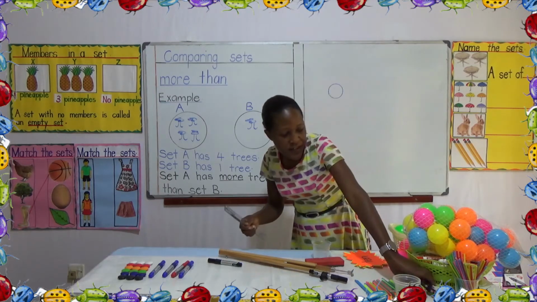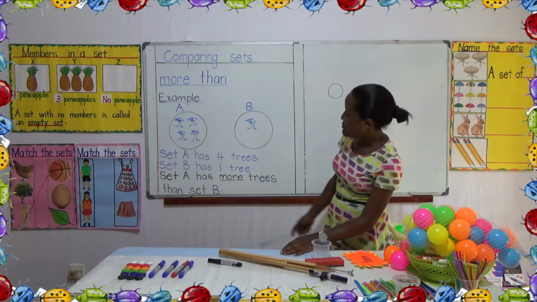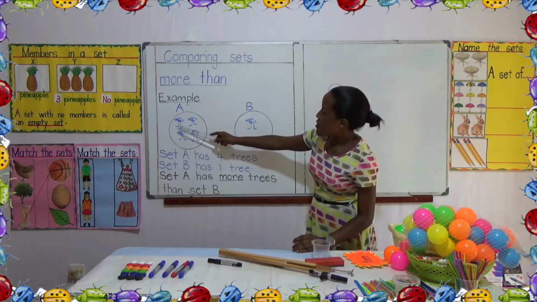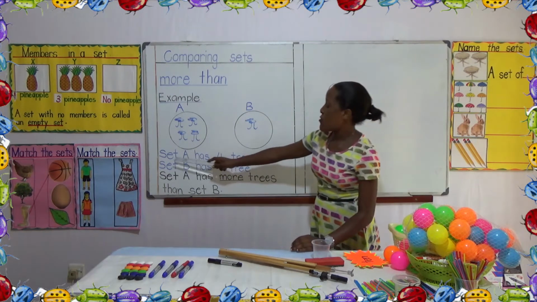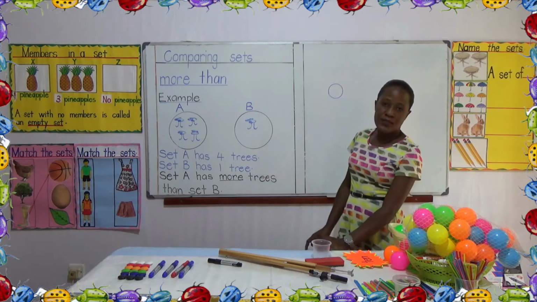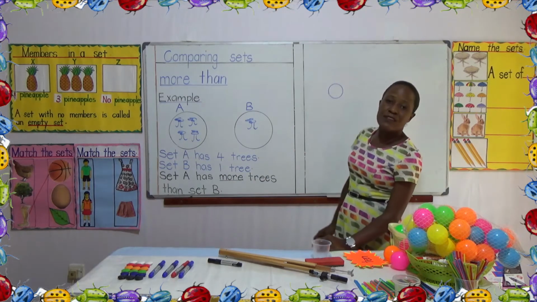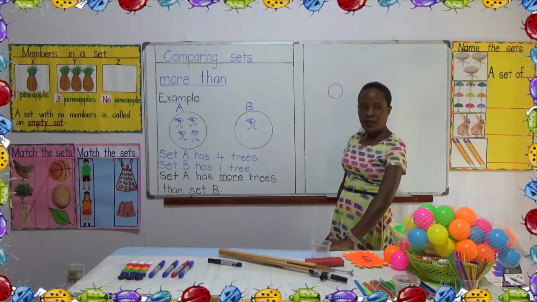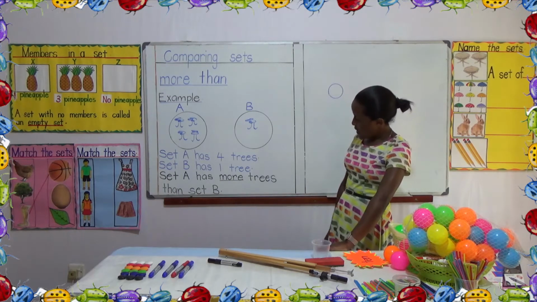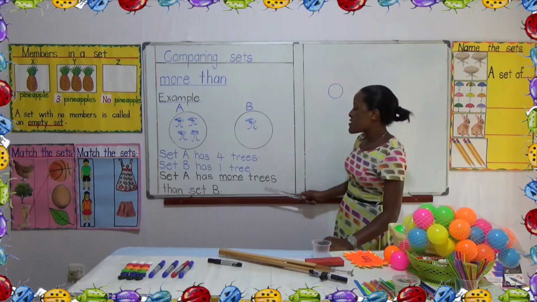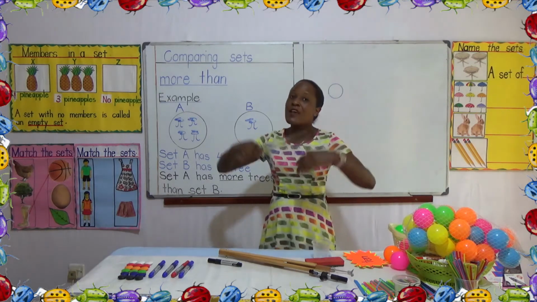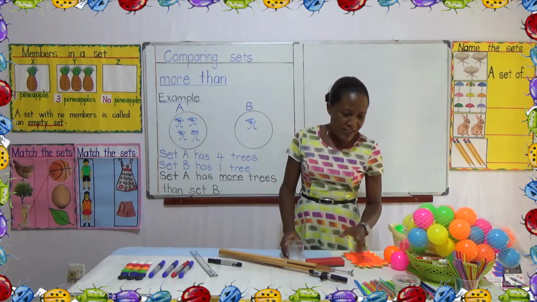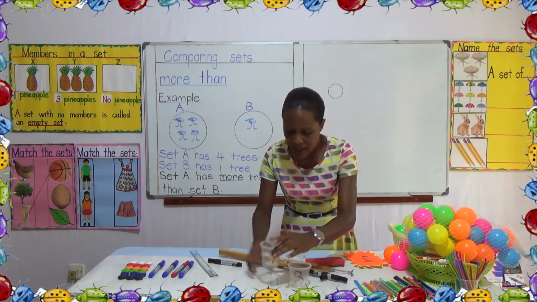I am moving this so that you can all see. Let's read together. Set A has 4 trees. We counted the trees. 1, 2, 3, 4. That is why we wrote set A has 4 trees. Okay? And how many trees does set B have? Set B has 1 tree. Then we concluded and said set A has more trees than set B. It has more trees than set B. Now what if we are looking at 2 sets again?